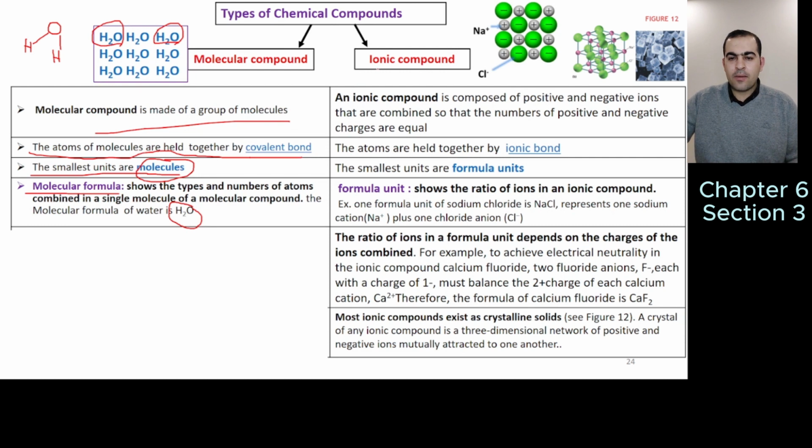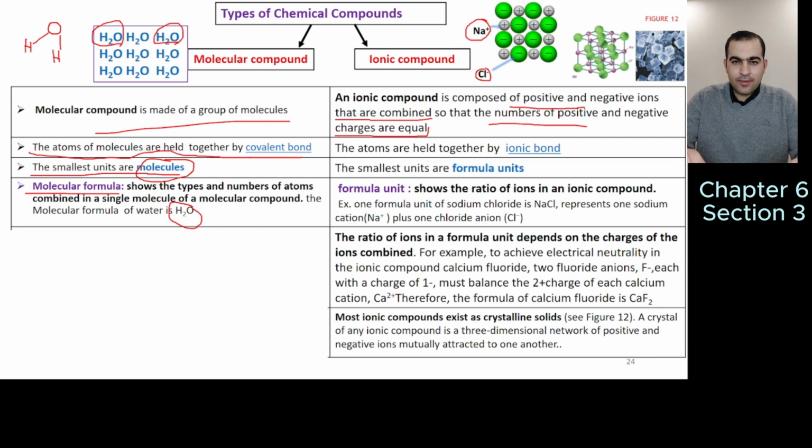Ionic compounds are not made of molecules. They are composed of positive and negative ions that are combined together, and the number of positive and negative charges are equal. Here, for sodium chloride, ionic compounds are made of positive and negative ions, meaning they are made of metal and non-metal atoms.